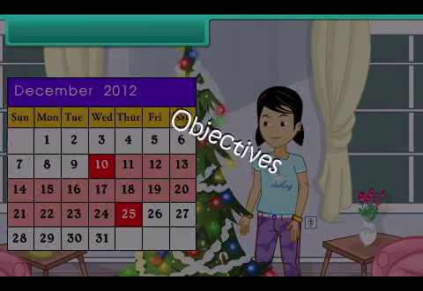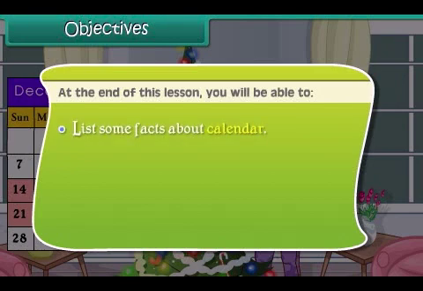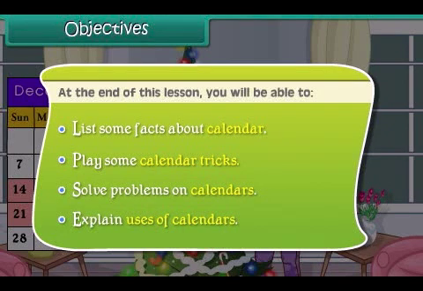Objectives. At the end of this lesson, you'll be able to list some facts about calendar, play some calendar tricks, solve problems on calendar, explain uses of calendars.